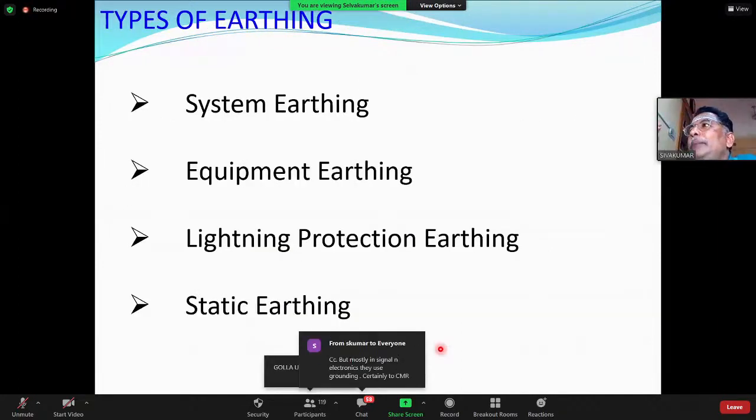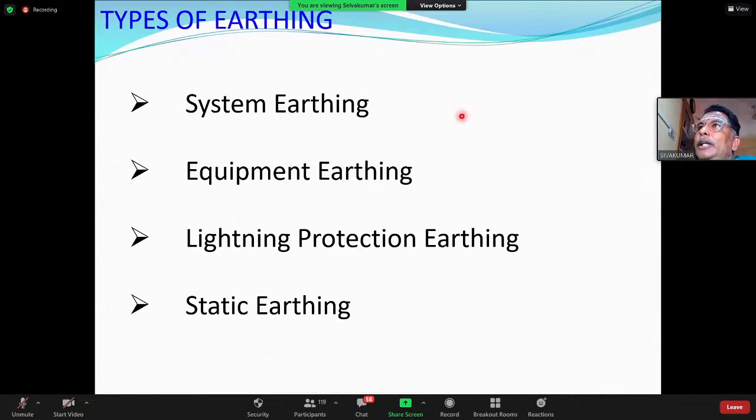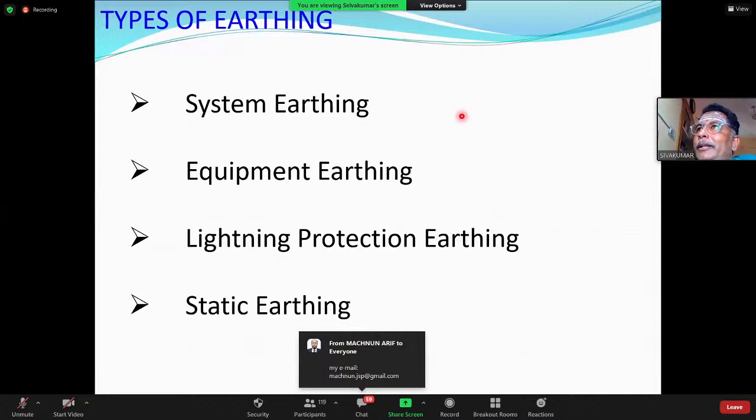So when we come to types of earthing, there are four types of earthing that we practice in any installation, commercial, industrial or domestic, to the extent possible. We have heard of system earthing, equipment earthing, lightning protection earthing, and static earthing. Now, these are the broad classifications.